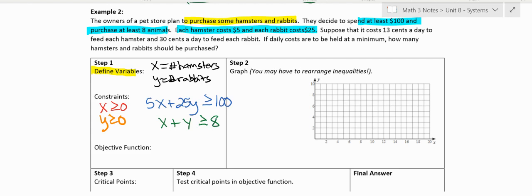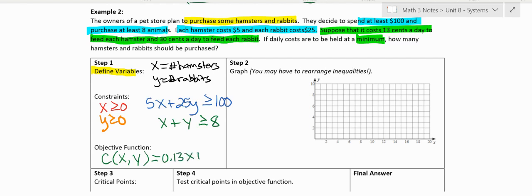So when we write our objective function, they tell us that it's 13 cents a day to feed a hamster, 30 cents for a rabbit, and we're trying to hold it to a minimum. So that's a little bit different than the last one. We're actually looking at cost. So I'm going to use C instead of P, but it really doesn't matter. So I'm going to write this as 0.13x plus 0.30y.